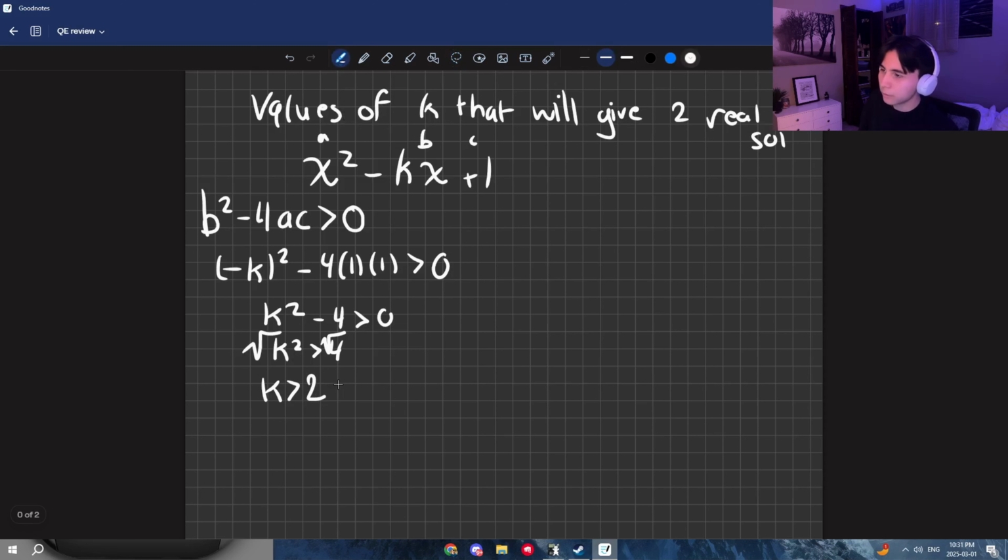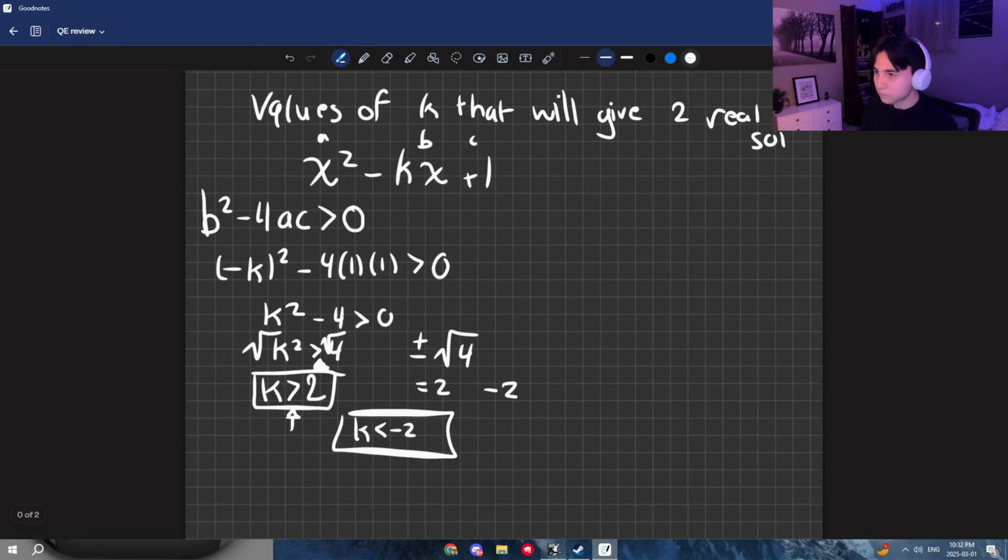When we're taking the square root of an inequality, all we have to do is flip the sign here, and we're going to have a negative number. Because remember, when we're taking square roots, there's a plus or minus answer to it, right? So we just have our 2, but we also have our negative 2 to account for. So if we flip the sign and account for the negative, we get k is less than negative 2.